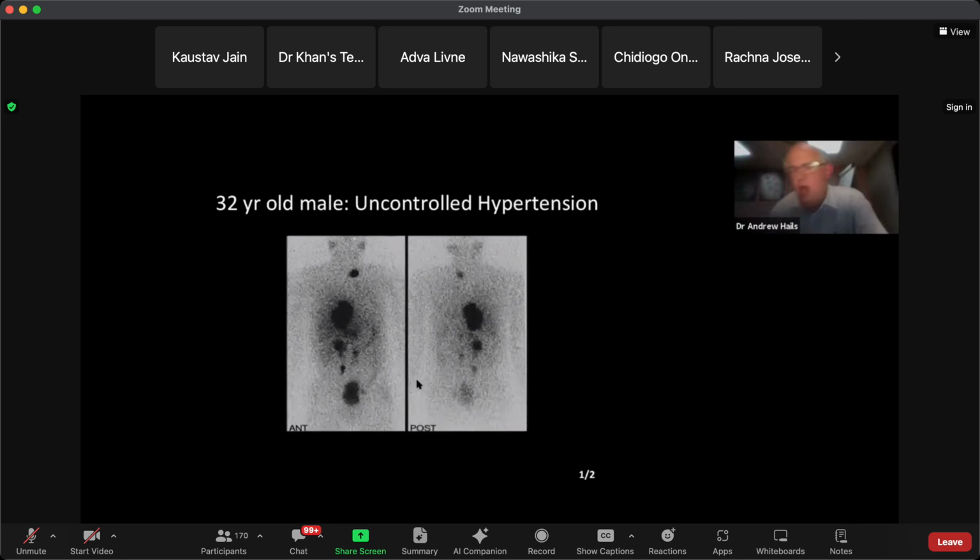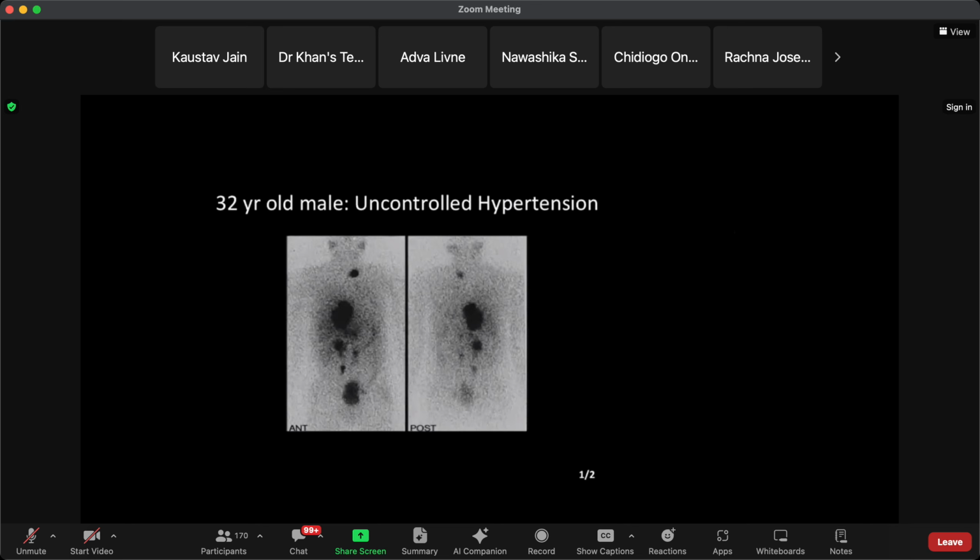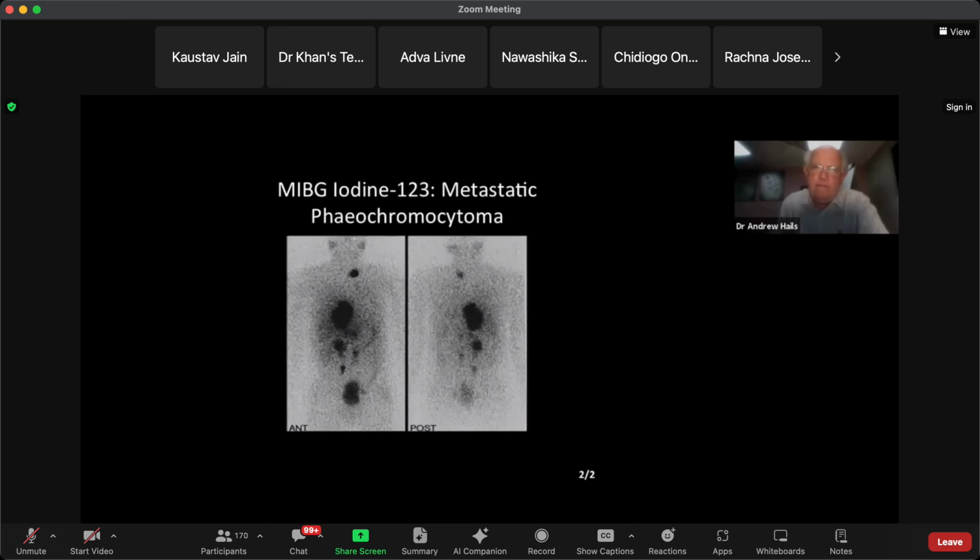It could do, but in the circumstances we're talking about, pheos are not always benign. There is a certain percentage of them. Somebody else might be able to tell me how many, but it's a minority, but it's still a definite number that are malignant. Sure. And it was a malignant one. It's a malignant pheo.